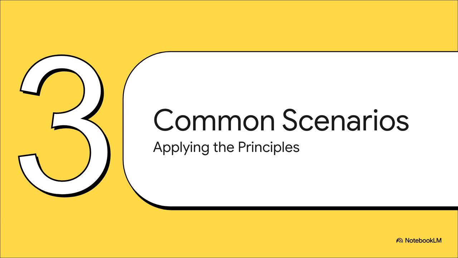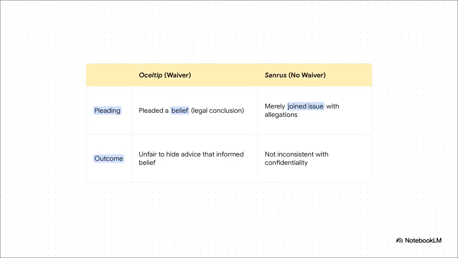Okay, with that framework in our back pocket, let's see how this stuff actually plays out in the real world. We're going to look at a couple of common scenarios that really shine a light on the fine distinctions you have to be able to make, especially under exam pressure. And this comparison just brilliantly illustrates the nuance. On the left, we've got Oxel tip. Here, a party put in their pleading that they believed a deed was valid. Now, that belief is about a legal conclusion, so the court said, hang on, it's unfair to make that claim while hiding the legal advice that almost certainly shaped that belief. Boom, waiver. But contrast that with Sanris on the right. In that case, the party just denied the other side's allegations about what they knew.